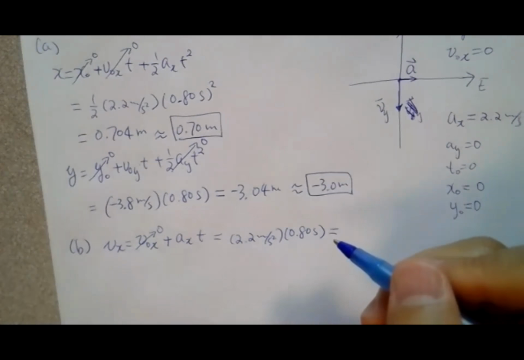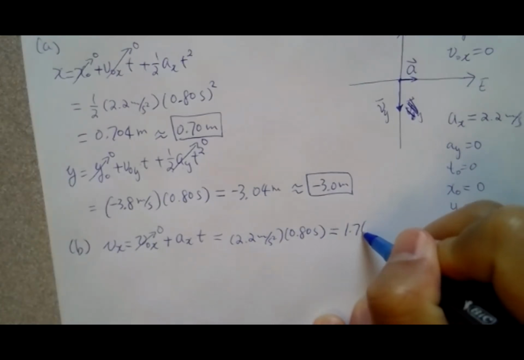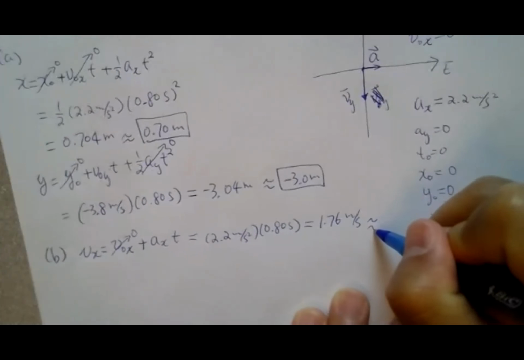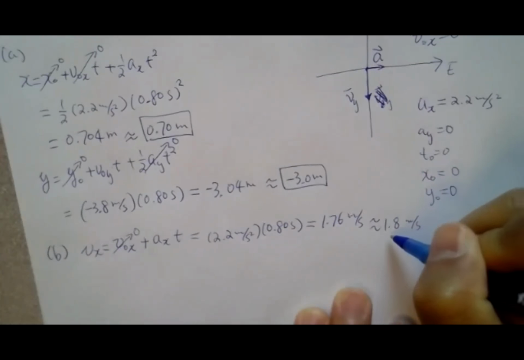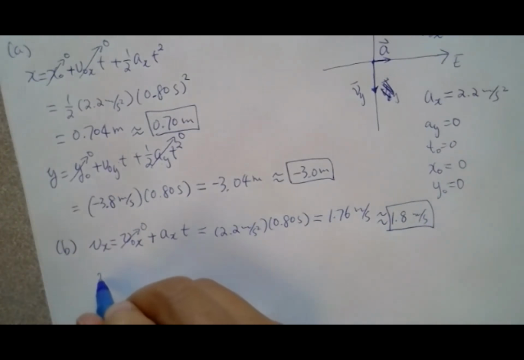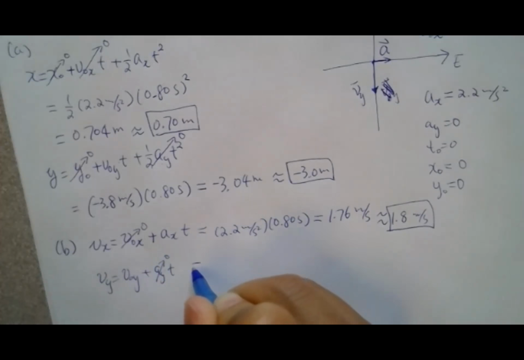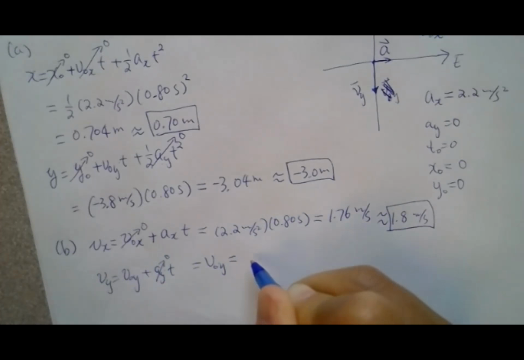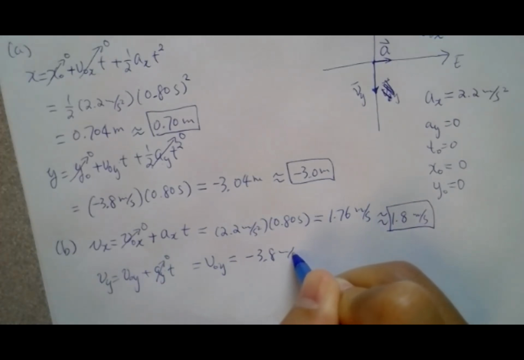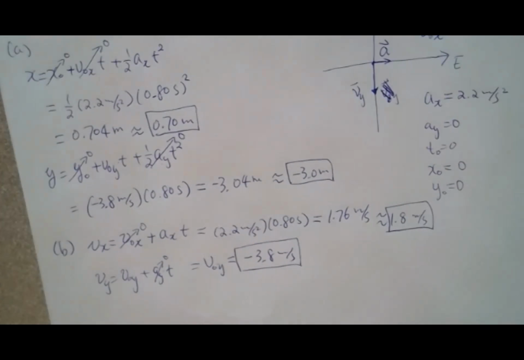That will give you 1.76 meters per second, okay? If you keep 2 digits, 1.8 meters per second, all right? Similarly, for the y component, it's Vy equals V0y plus Ay times t. Now, Ay is 0, so it's equal to the original V0y, which is negative 3.8 meters per second, okay? So these are the x and y components of the velocities, okay?